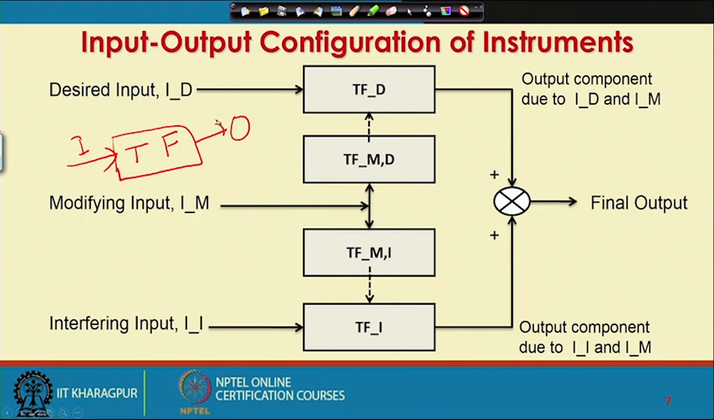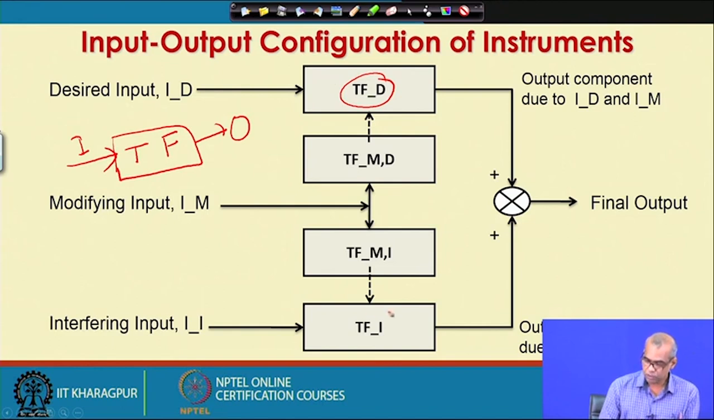Now, I can say that there are transfer functions for the desired input, for the interfering input, and for the modifying input, since modifying input changes the transfer function for desired input as well as interfering input. In other words, modifying input can affect the output which comes solely from desired input or the output which solely comes from interfering input. So, modifying input affects both desired input as well as interfering input. So, we can say that modifying input has a component of transfer function for desired input as well as a component for transfer function for interfering input.